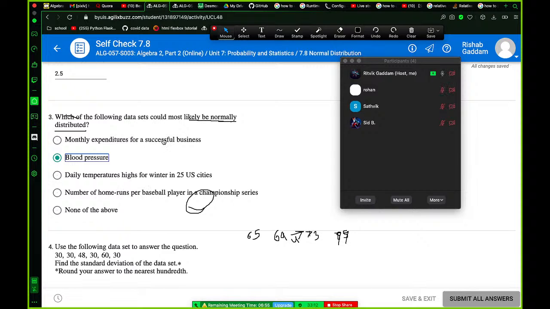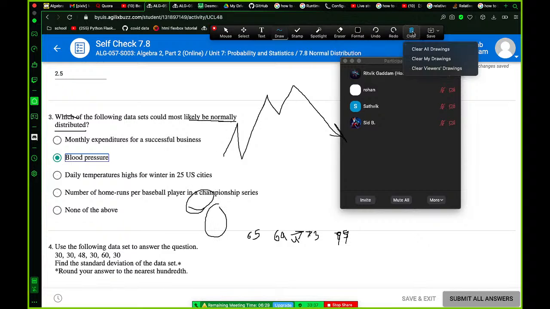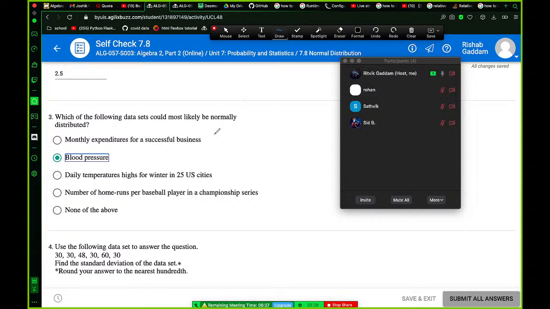Monthly expenditures for a successful business. I mean, that's most likely going to be random. It's going to look like a line graph, not the normal bell shape. You know, like the stonks graph. Remember the stonks meme, where it was a random 3D model face over there? That's basically what the monthly expenditures of a successful business are going to look like. It's definitely not going to look like this.